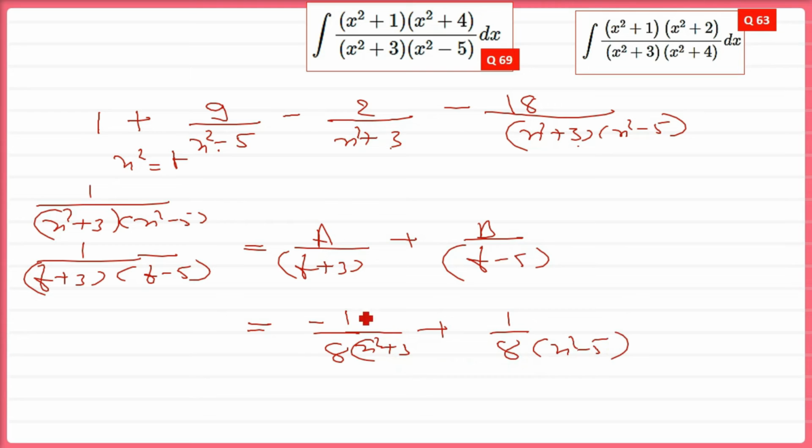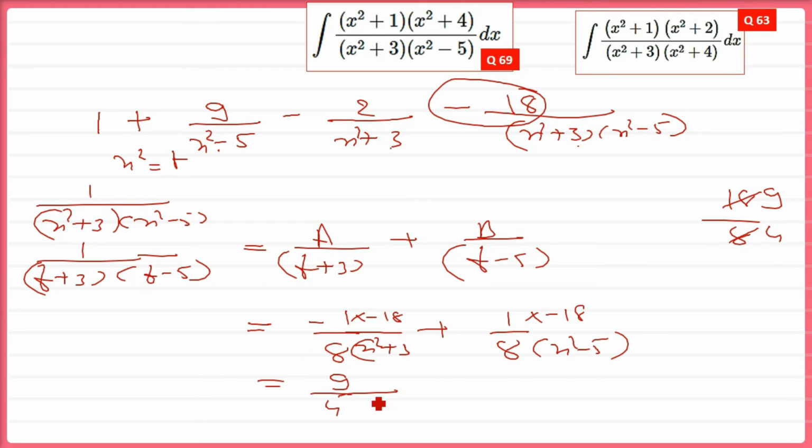So this negative 1 by 8 and 1 by 8 will come along with x square plus 3 and x square minus 5. Now you need to multiply it with negative 18. Just multiply it with negative 18 because I am just talking about the last term. So this will be 9 by 4. In the denominator it will be x square plus 3, and minus here, so minus 9 by 4, x square minus 5.